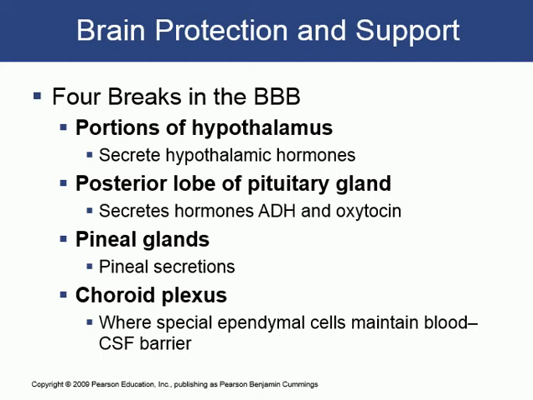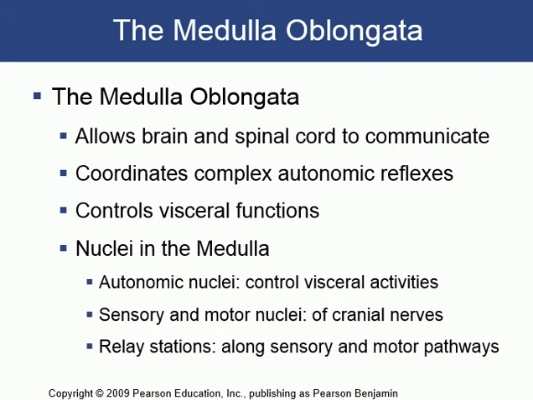So what are the 4 breaks of the blood-brain barrier? Hypothalamus, posterior lobe of the pituitary gland, pineal gland, and choroid plexus. 3 glands and 1 plexus. Hypothalamus, posterior pituitary, pineal, and choroid plexus. 4 breaks. 3 of them are for glands and 1 for choroid plexus.